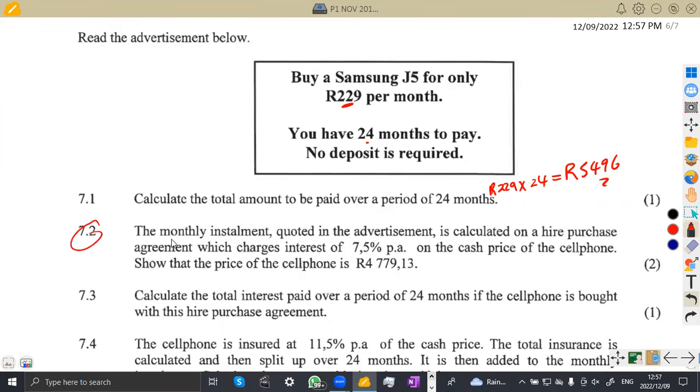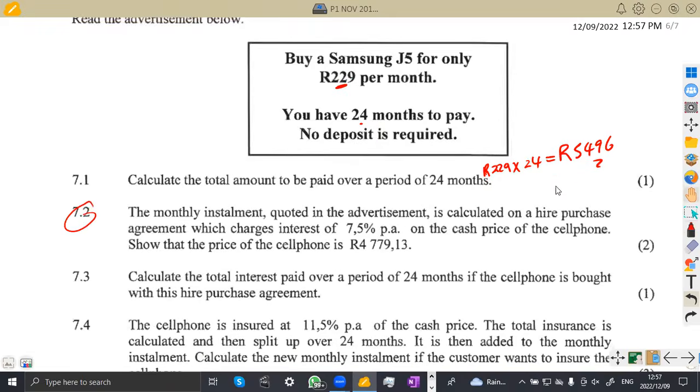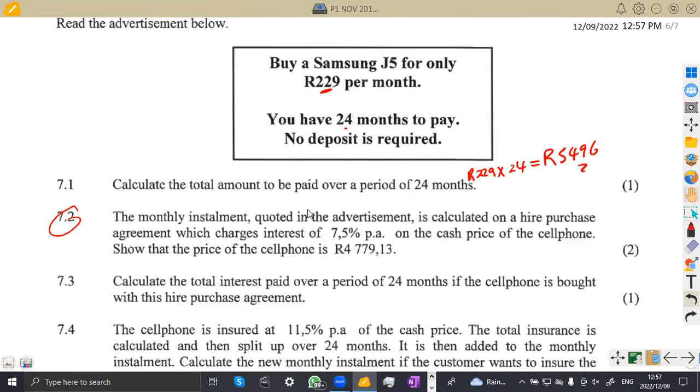On 7.2, we are now given the monthly installment quoted in the advertisement. There's a monthly installment that we are given, which is 229, calculated on a hire purchase agreement. So take note, this is a hire purchase agreement, which charges interest of 7.5% per annum, that is per year, on the cash price of the cell phone that you are given. Show that the price of the cell phone is 4,700 and whatever that we have.